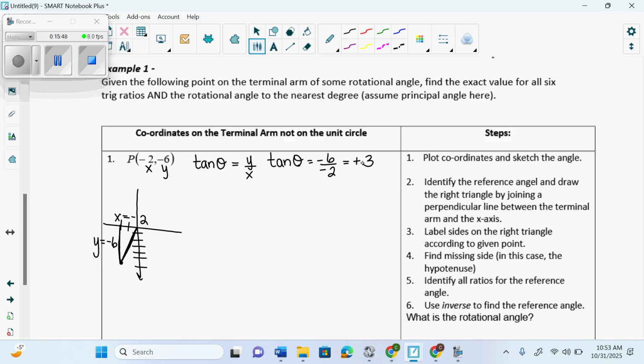What is positive in this quadrant? All students take. So what's positive here? Tan theta is positive, and what else is positive? Cotangent. So far so good. It's looking like it's coming out, right?